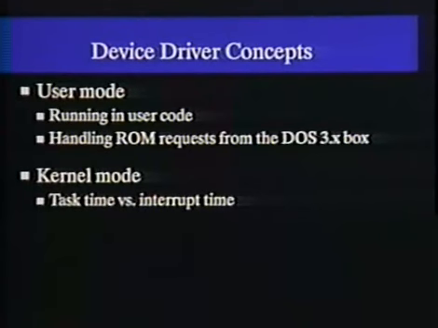Kernel mode occurs when you are running in the kernel or in the device driver as a result of some API call, or in the case of an interrupt. There are two subdivisions here of what I just mentioned, task time versus interrupt time. In task time, you are in the context of the requesting thread. You are entered with a request packet passed in ES:BX. You are not preemptible.